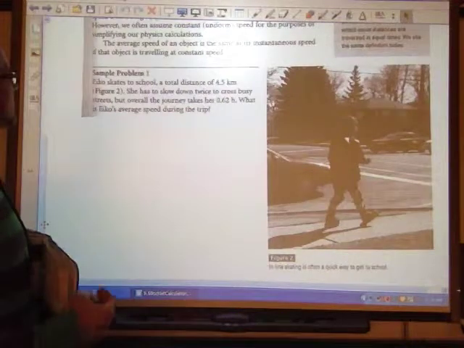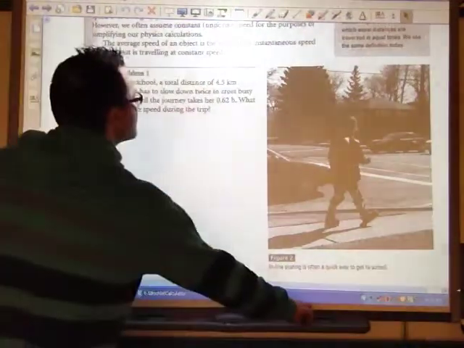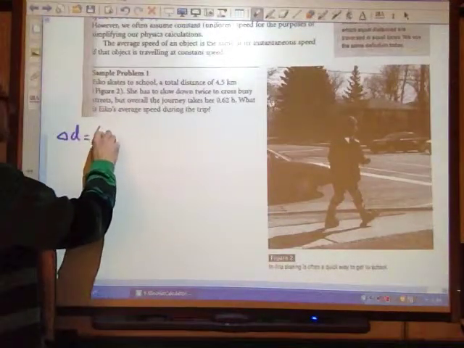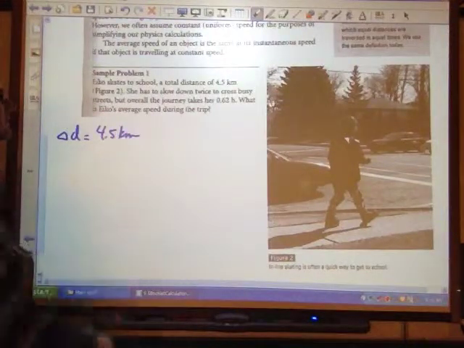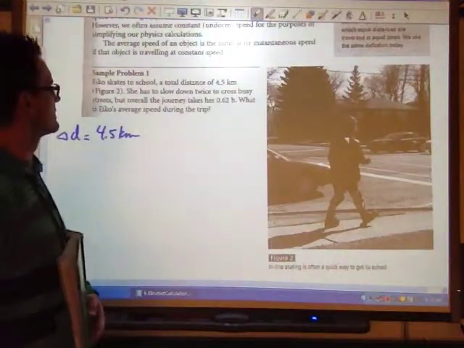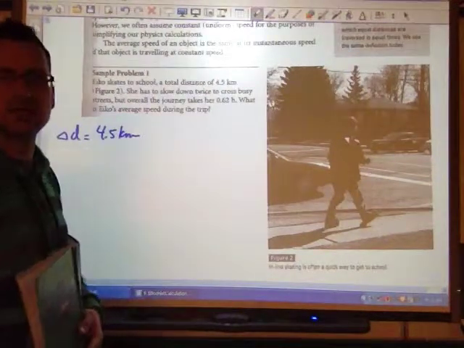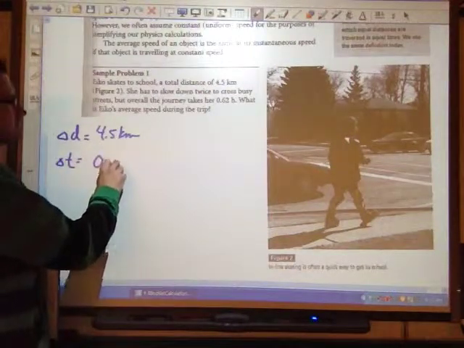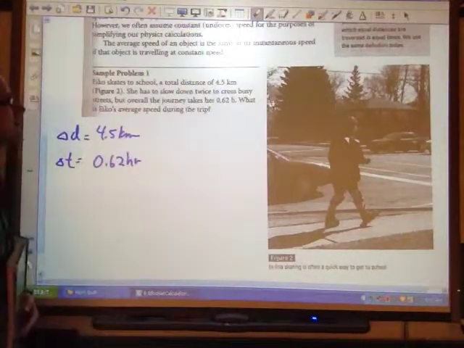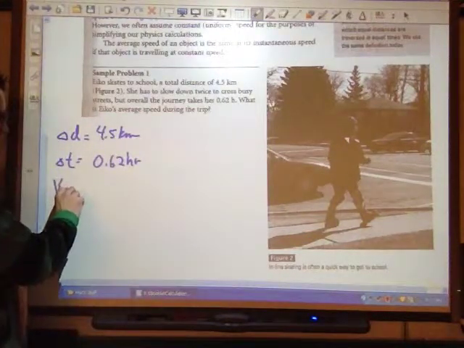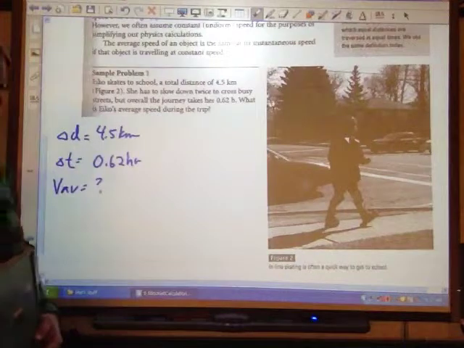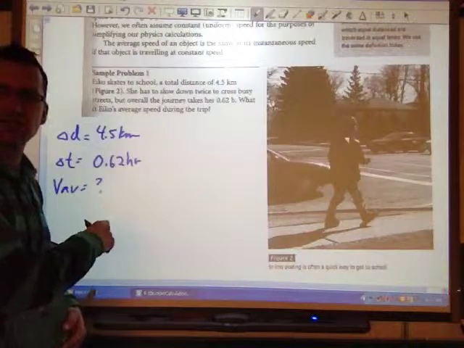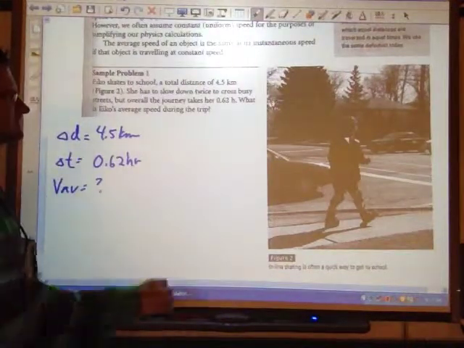So sample problem number 1 here. Eco skates to school a total distance of 4.5 kilometers. So right off the bat, write this down. 4.5 kilometers is the distance that we know. She has to slow down twice to cross busy streets, but overall the journey takes her 0.625 hours. So we're given t, 0.625 hours. What is Eco's average speed? So it's a good habit, as you're reading, write the information down that you're given. Write a question mark for what it's asking for, and then you can easily determine what you need to do.